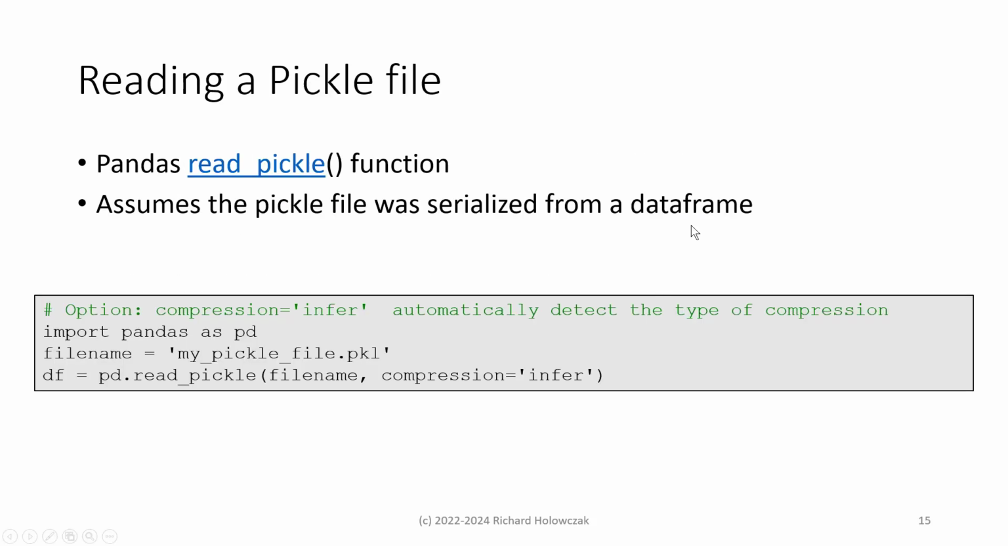Of course, Pandas has a read pickle function, and it assumes the pickle file was serialized from a data frame, meaning it had to have come from a data frame, and then you can load it back into a data frame. The typical file extension is .pkl, and one of the options is whether or not the file is compressed, and it has this nifty infer option, which will automatically determine whether or not the pickle file was compressed. So it's a fairly straightforward pd.read_pickle and your file name, and then you can infer the compression, and that will unpickle your pickle file into a data frame.